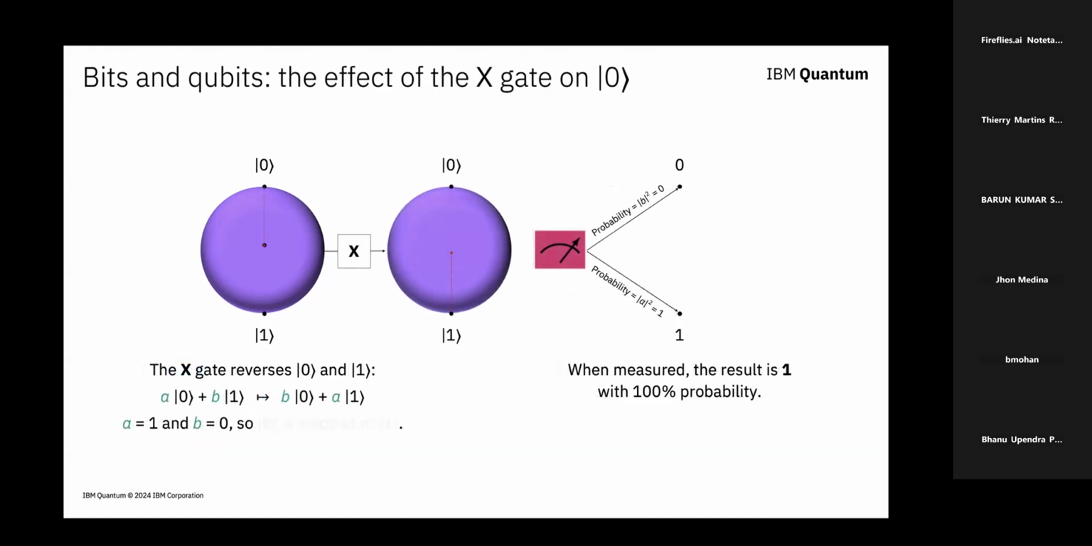Okay, so for example, we can do certain gate operations such as an X gate. What an X gate does is it takes a zero state, or wave function, and flips it to one.